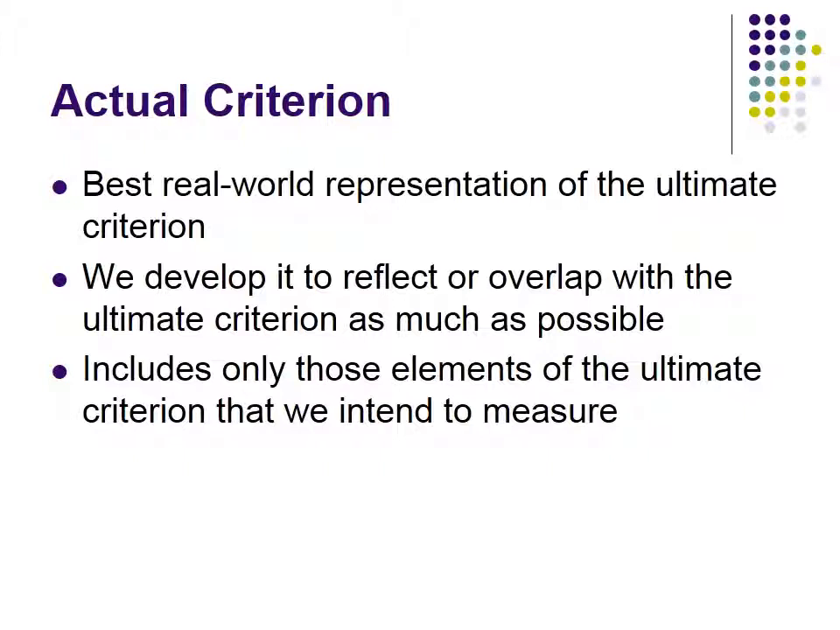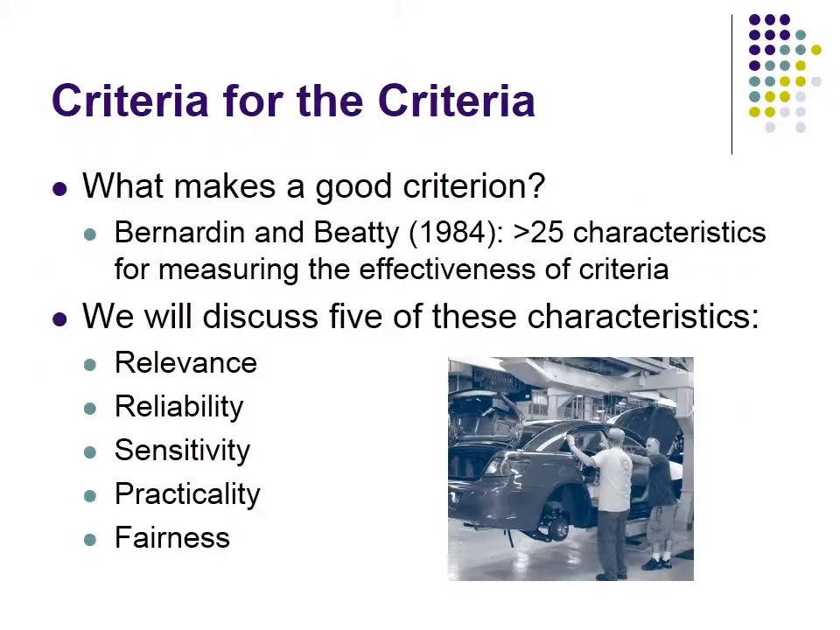It's also recognizing the limitations in both time and resources. The more and more things you decide you should measure to try to capture the ultimate criterion, the more time and effort it's going to take to measure those things. At a certain point, it becomes kind of a conflict of interest. You're spending so much time trying to measure performance that you're probably going to start negatively impacting performance. So we develop the actual criterion to reflect the overlap with the ultimate criterion as much as possible, and it includes only those elements of the ultimate criterion that we intend to measure. Basically, it's limited by what we choose to actually try to measure.